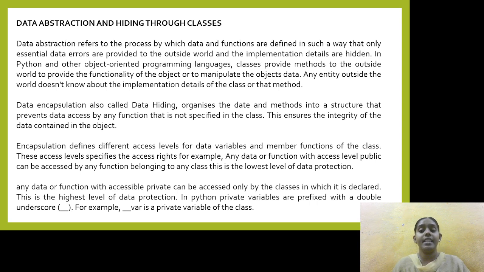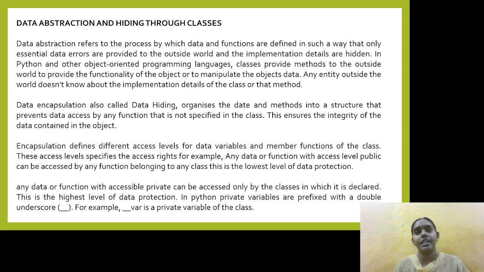And any entity outside the world does not know about the implementation details of the class or that method. Data encapsulation, also called data hiding, organizes the data and methods into a structure that prevents data access by any function that is not specified in the class. This ensures the integrity of the data contained in the object. And encapsulation defines different access levels for data variables and member functions of the class. And these access levels specify the access rights.